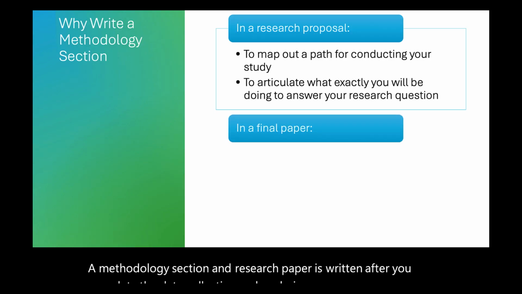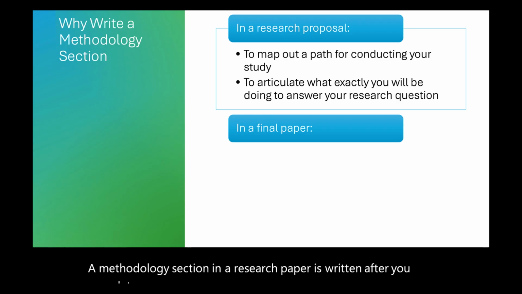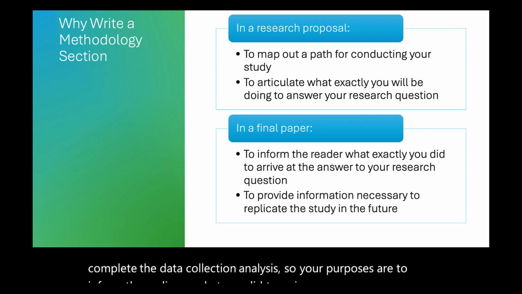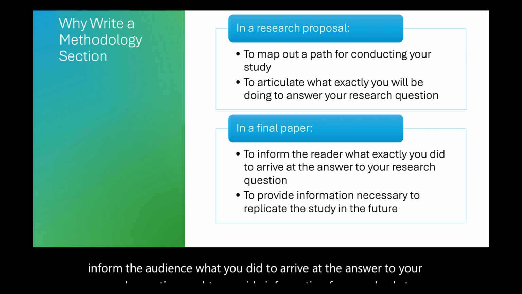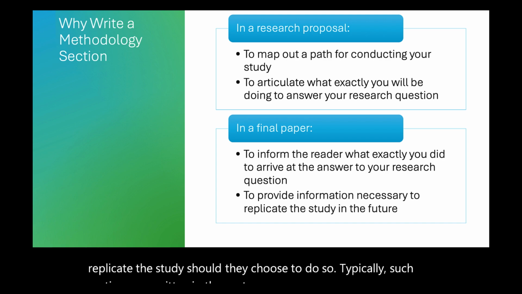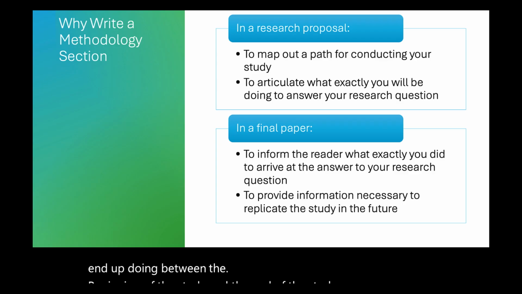A methodology section in a research paper is written after you complete the data collection and analysis, so your purposes are to inform the audience what you did to arrive at the answer to your research question, and to provide information for somebody to replicate the study should they choose to do so. Typically, such sections are written in the past tense, and because there may be some changes between what you propose to do and what you end up doing, there may be some differences.